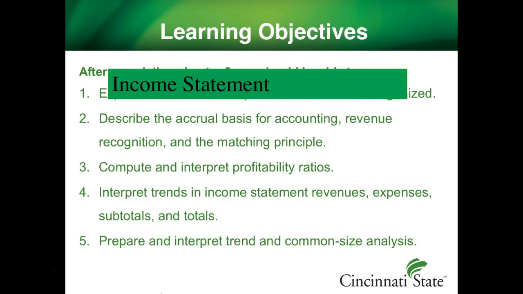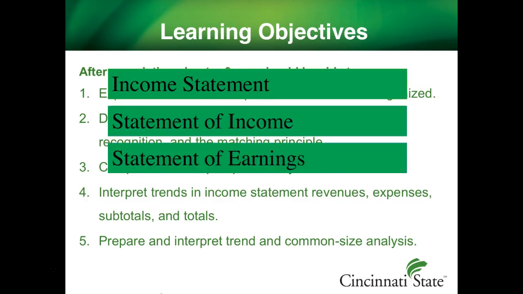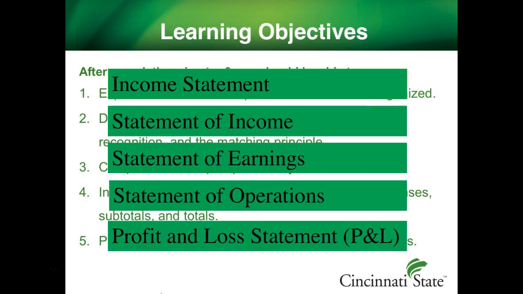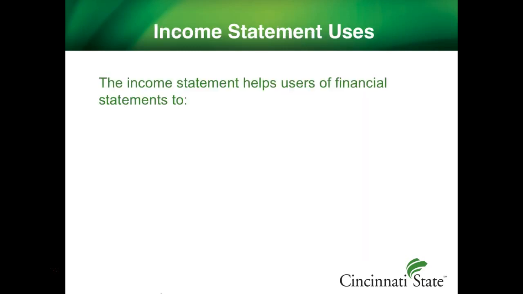This statement is also called statement of income, statement of earnings, statement of operations, or profit and loss statement, or simply P&L. The income statement helps users of financial statements to evaluate past performance. How much was the revenue? Has it grown from previous years? Has management operated in an efficient manner, that is, with the use of fewer resources? An analysis of revenues and expenses and how they change can help us determine that. If sales have grown but expenses haven't at the same rate, that would be a sign of efficiency.